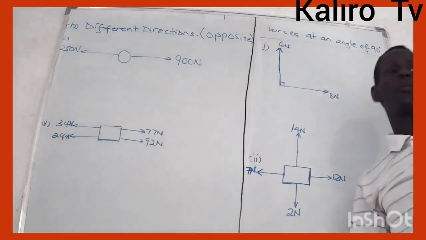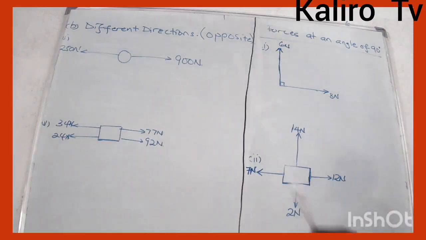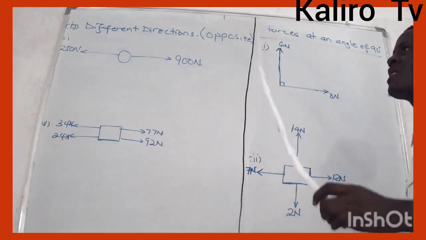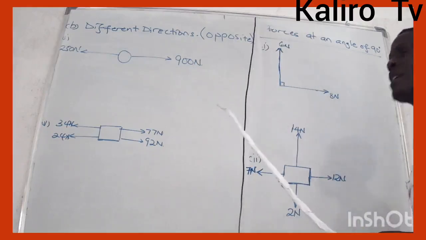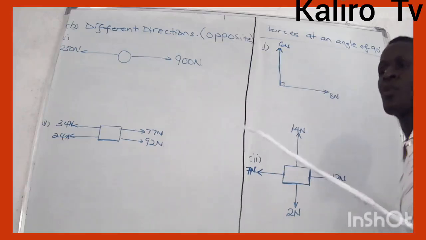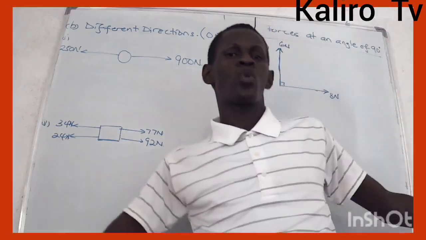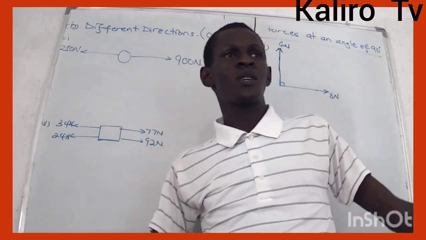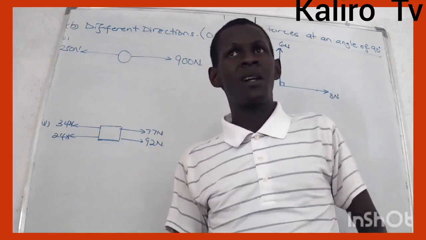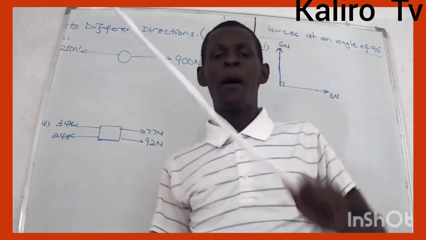So we are continuing with what we had started. Now we are looking at different directions, or opposite directions. Forces act on an object, but one is pulling toward one direction, and another is pulling toward another direction. So we say those forces are acting in opposite directions on an object. But guess what? The body will move towards the force with the bigger magnitude.